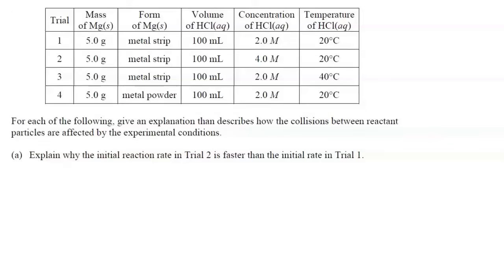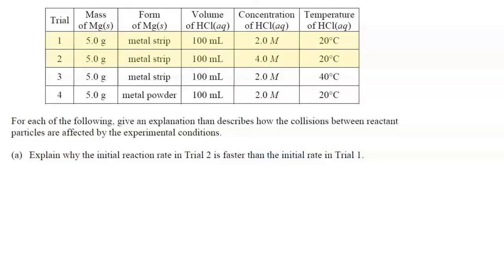For each of the following, give an explanation that describes how the collisions between reactant particles are affected by the experimental conditions. Part A, explain why the initial reaction rate in trial 2 is faster than the initial rate in trial 1. The change that was made from trial 1 to trial 2 is the concentration of hydrochloric acid was increased from 2.0 molar to 4.0 molar.